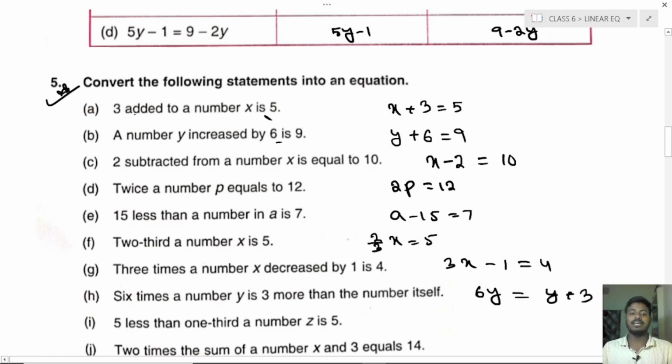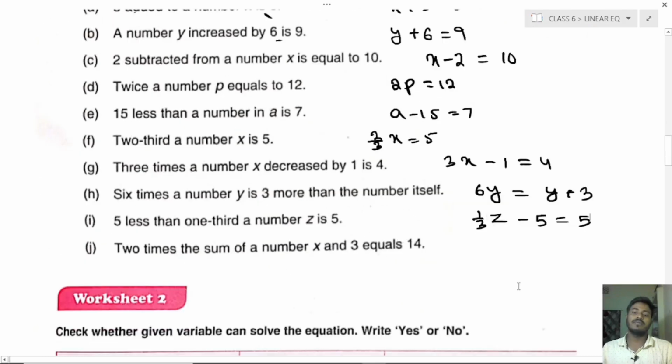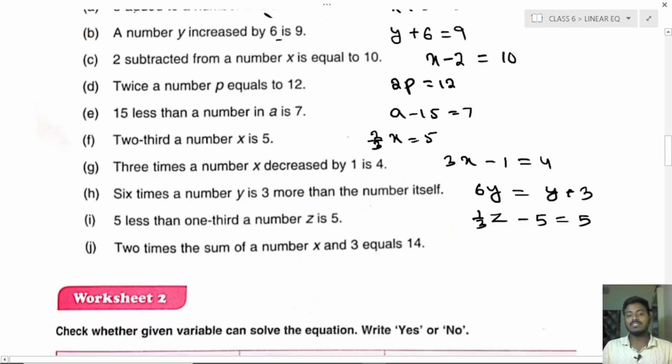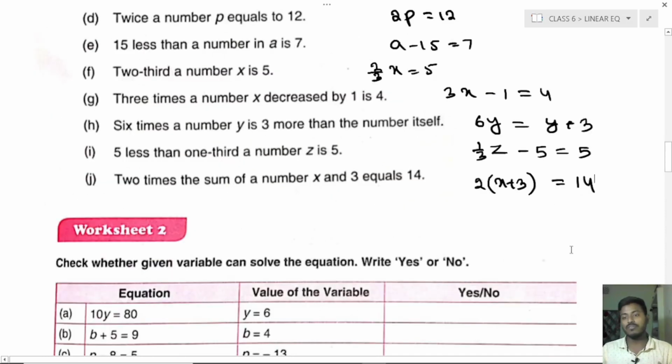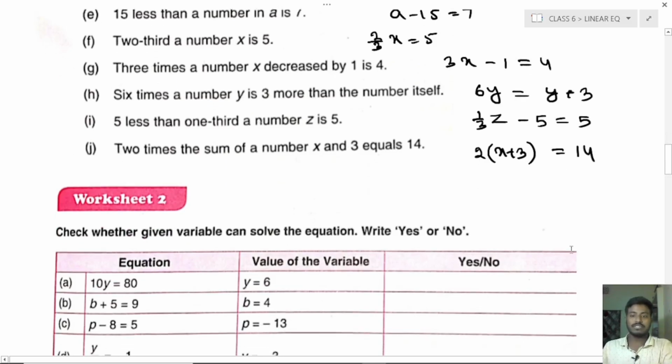Next, 5 less than 1/3 of a number z, that is 1 by 3 z, 5 less, that's why minus 5, equal to 5. Next, 2 times the sum of, first we find the sum, that is x plus 3, so 2 times, in brackets, equal to 14. Hence worksheet 1 is complete. Now next, worksheet 2.